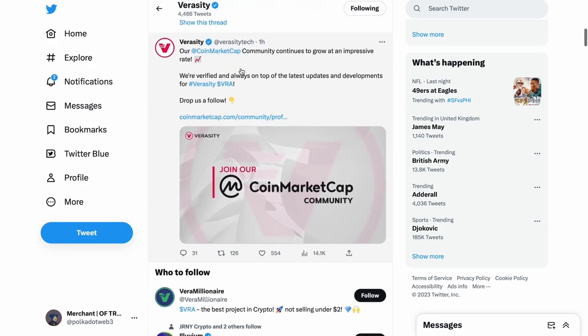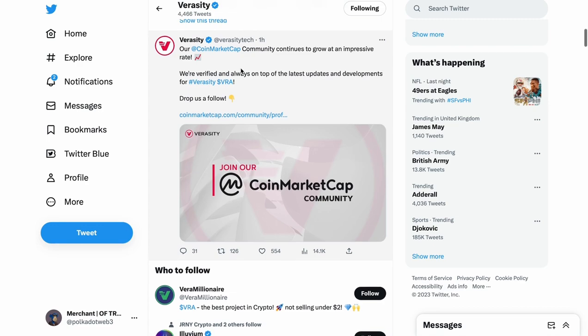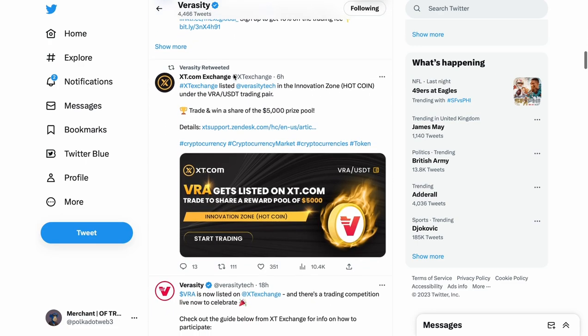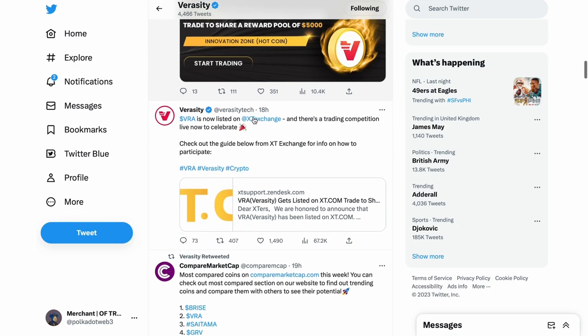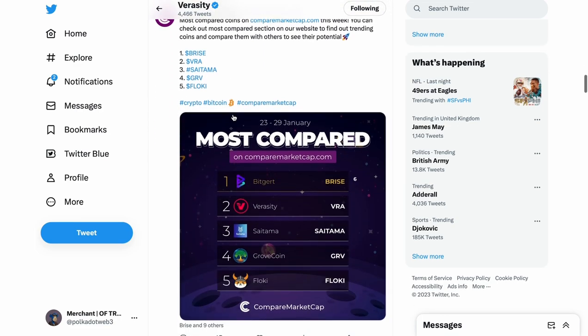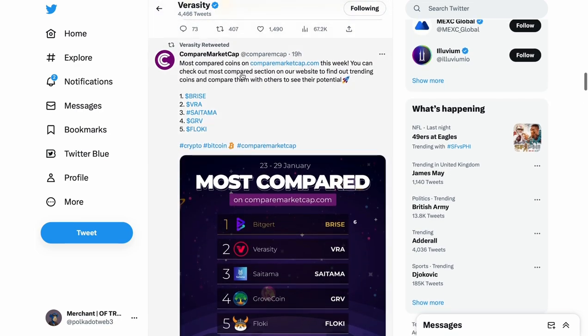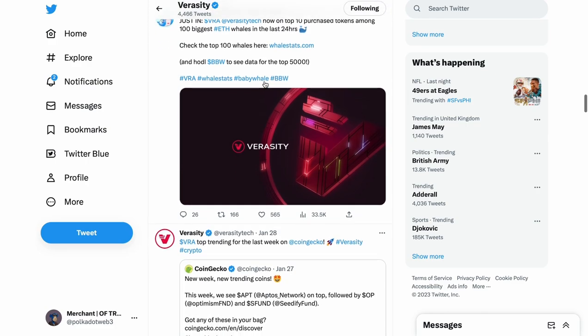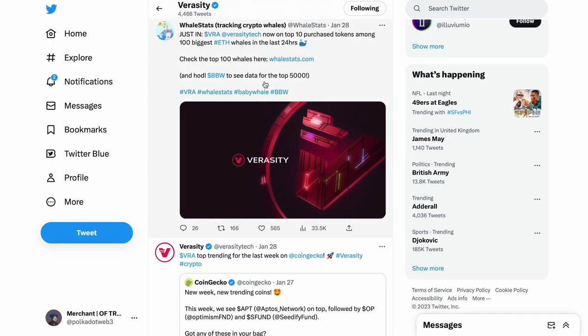So our coin, let's continue reading along. So our CoinMarketCap community continues to grow at an impressive rate. We're verified and always on top of the latest updates and developments on Verasity. Let's go, it just keeps going on. New exchange listing. Let's go down. As you can see here, most compared coins on CoinMarketCap.com this week. Again, Verasity second. Let's keep going, and then I will get into February, guys.